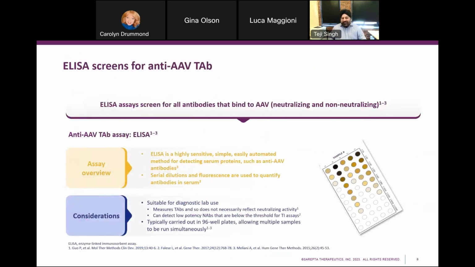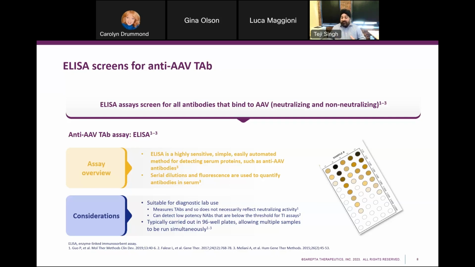Going to the ELISA technique, I mentioned previously that this is an assay that looks for the binding of all antibodies to an AAV, both neutralizing and non-neutralizing. It's a highly sensitive and simple assay. ELISA stands for enzyme-linked immunosorbent assay. So there's an antibody to the antibody that's linked to an enzyme that does a chemical reaction that leads to a fluorescence, a luminescence, or a colorimetric response. So this is something that a machine can read the response to, so this is something that you can automate.